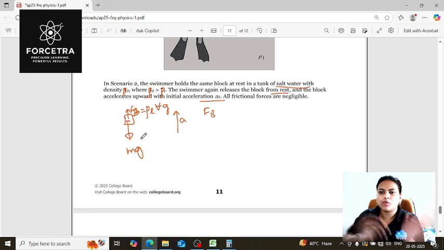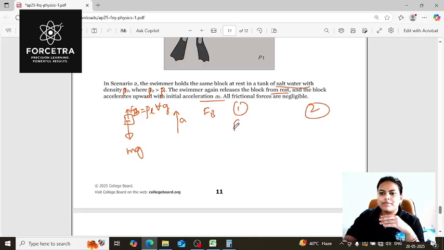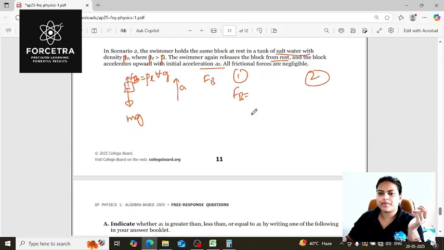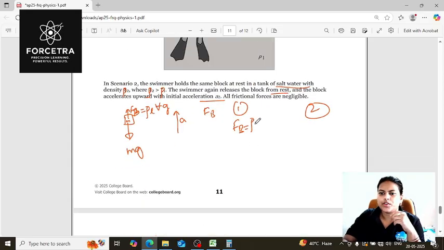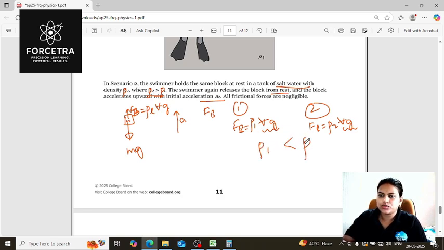Let's compare scenarios 1 and 2. mg is the same in both the cases, Fb is different. Fb in scenario 1 would be rho 1 V g, and in the second case Fb is equal to rho 2 V g. As you can see, V and g are the same in both the cases. Buoyant force depends on the density only. It is already given that rho 2 is greater than rho 1, so rho 1 is less than rho 2.